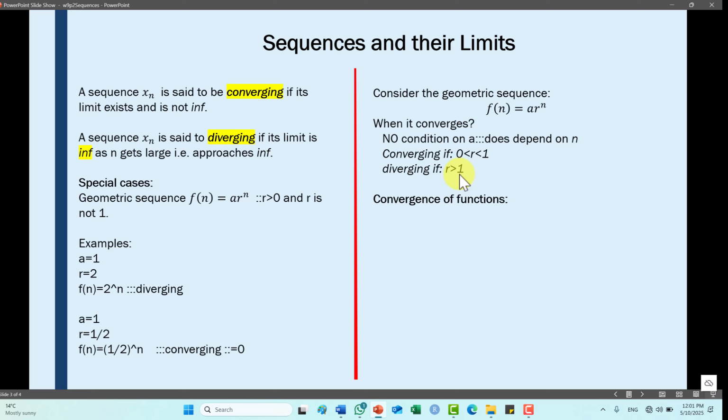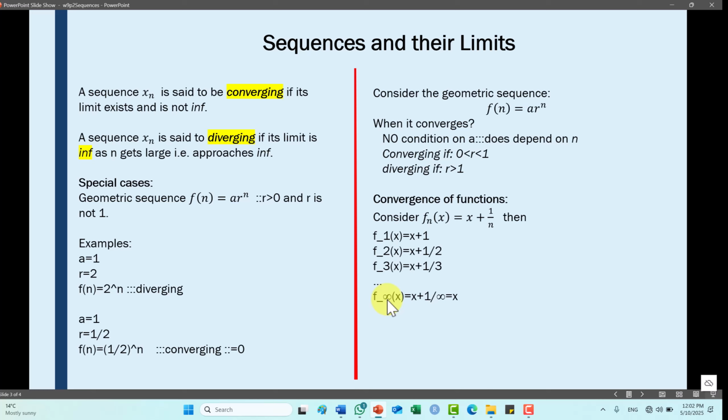We also can have the convergence of functions. Let's consider this function, which is a function of n and x. If Fn(x) is equal to x plus 1 over n, then we can find the different values of the function for different values of n. If n is 1, then this function is x plus 1. If n is 2, then this function is x plus 1 over 2. If n is 3, then this function is x plus 1 over 3, and so on and so forth.